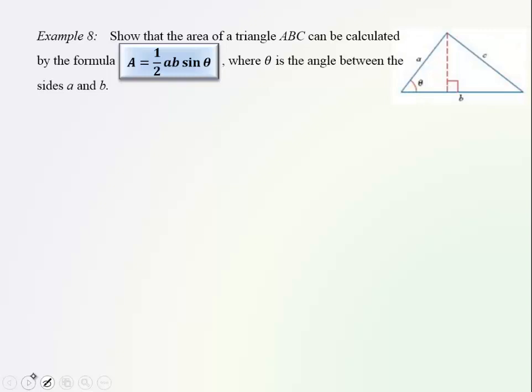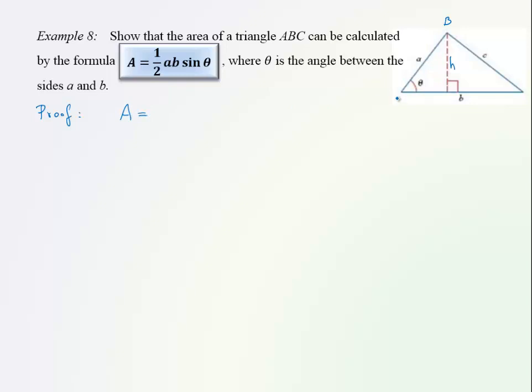And our last problem is actually a proof. We need to show that the area of a triangle with given two sides A and B and angle theta between them can be found by using the formula 1/2 AB sine of the angle in between. So, how to prove it? Let's draw the height from the vertex B onto the side B. Let's call it h.